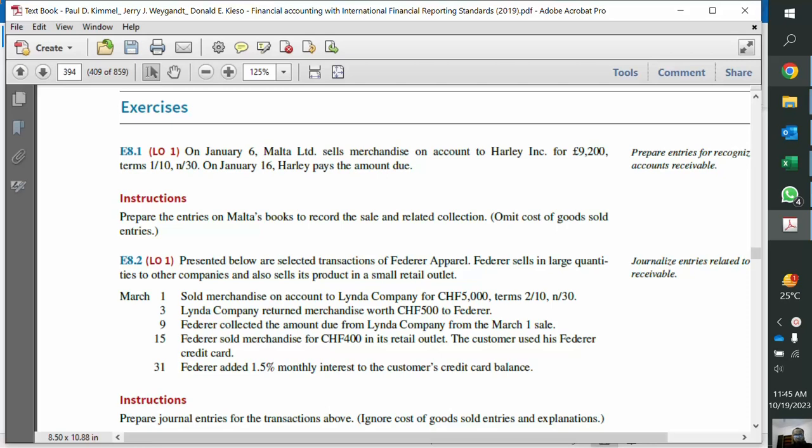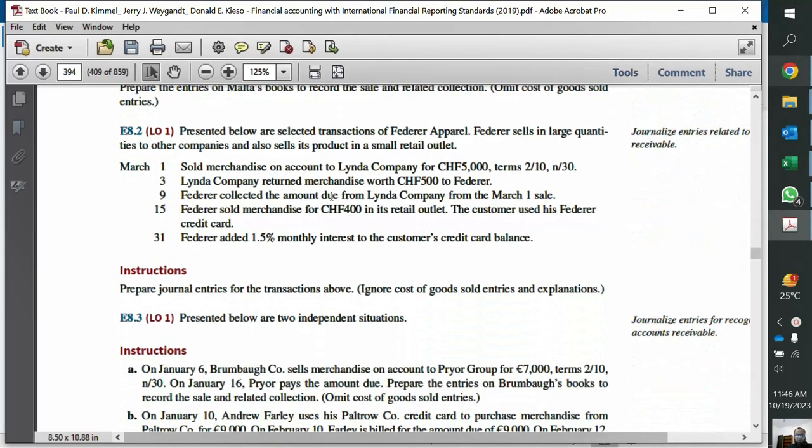Now before we discuss the residual topics, let's have some exercises. This is exercise 8.1, which says that on January 6, Malta Limited sells merchandise on account to Halle Incorporated for £9,200, terms 1/10, n/30, and on January 16 it pays the amount due. So this is quite straightforward. We have done this kind of entries in chapter 5 as well, so I am leaving it for now.